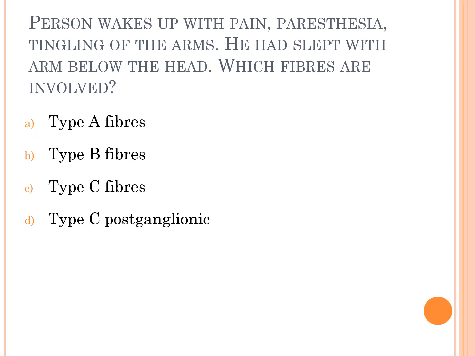A person wakes up with pain, paresthesia, tingling of the arms. He had slept with his arm below the head. Which fibers are involved? This is the example of Saturday night palsy, right? This question explains which nerve fiber is most susceptible to pressure. Type A fiber is most susceptible to pressure. Type B fiber is most susceptible to hypoxia. Type C fiber is most susceptible to local anesthetics. So you must remember B, A, C: hypoxia is B, type A is pressure, type C is local anesthetics.